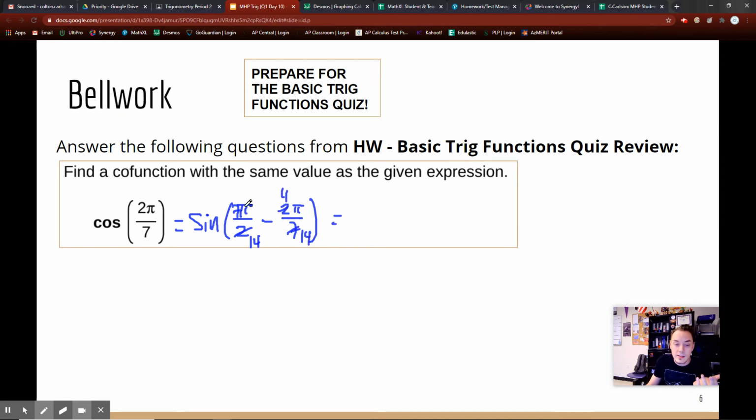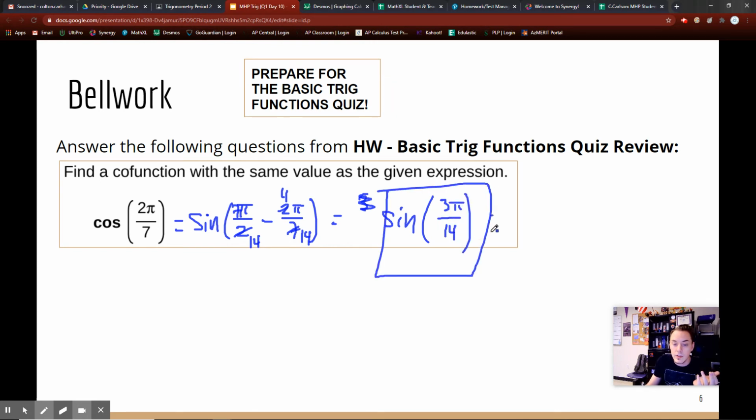So that means 7 minus 4 is 3 pi, and then all over 14. So this should be your cofunction. It doesn't tell you to evaluate the expression. It just tells you to find the cofunction. So it should be that. Sine of 3 pi over 14.